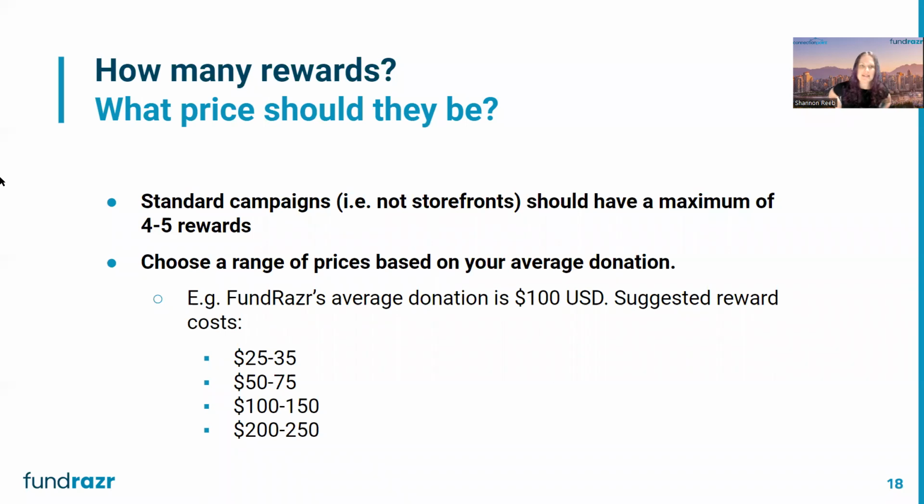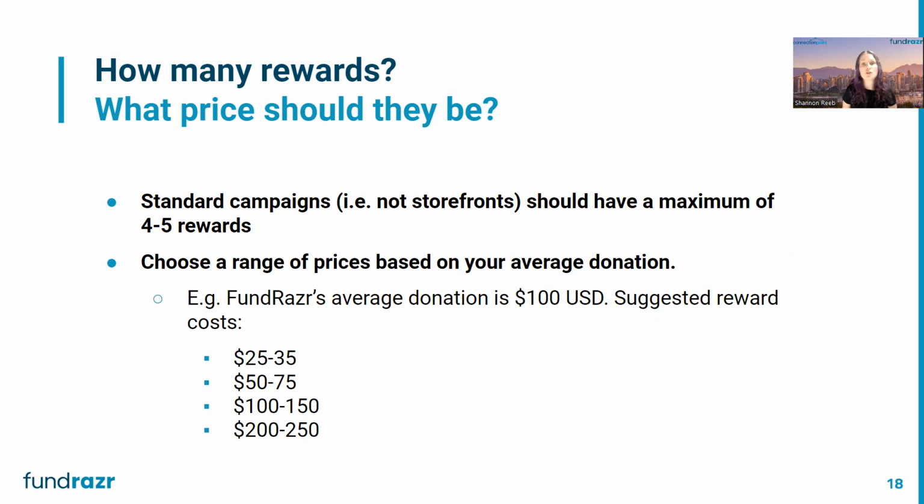The most common question I tend to get is, how many rewards should I have and what price should they be? If you have a standard campaign, so not a storefront, then you should maybe have a maximum of 4 to 5 rewards. That's because we don't want to cause decision paralysis in our supporters. We want to keep any roadblock possible from them donating. That includes asking them for information that you might not really need. And with decision paralysis, you don't want them to be like, I don't know what to choose, so I'm just not going to choose anything. Because we as humans, when we're faced with a lot of choice, a lot of us tend to get overwhelmed, and we don't want that. So keep it down to 4 to 5 maximum.